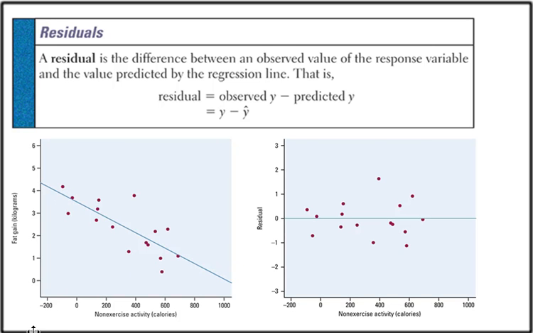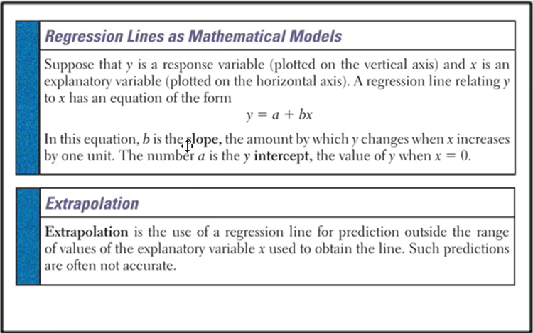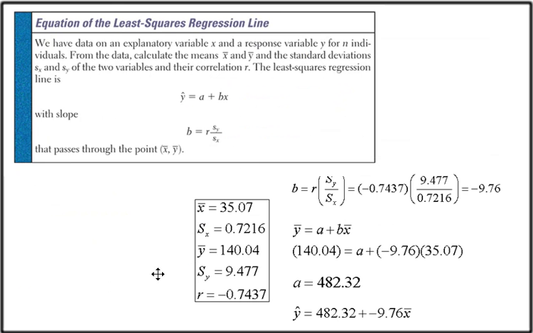So, let's just tie up a few loose ends here. Recall that a regression line in this form is a mathematical model. It's a rule for making predictions. So I take a set of data and I draw a line that goes through the middle of the data points as best I can, and then I get an equation for that line, and I use that to make predictions.